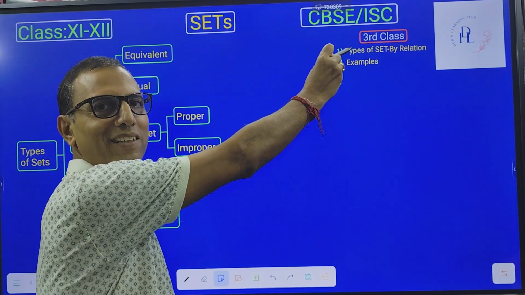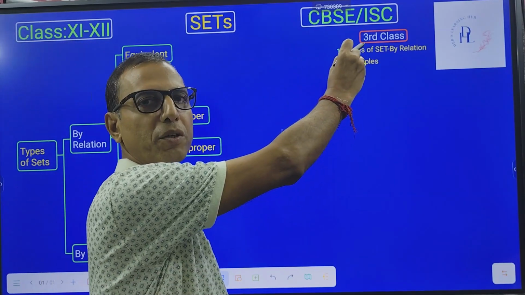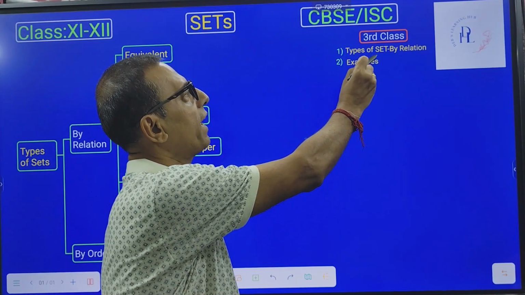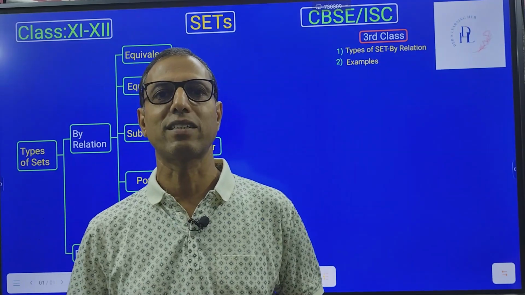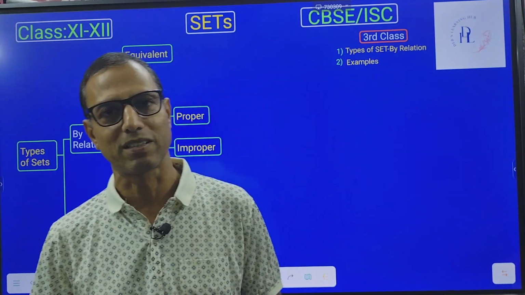So today we are going to cover the chapter Sets for class 11 and 12, CBSE and ISC board. This is the third class on sets. What are the topics we are going to cover today? Types of sets by relation. If we categorize sets by relation, what are the different types of sets there are?